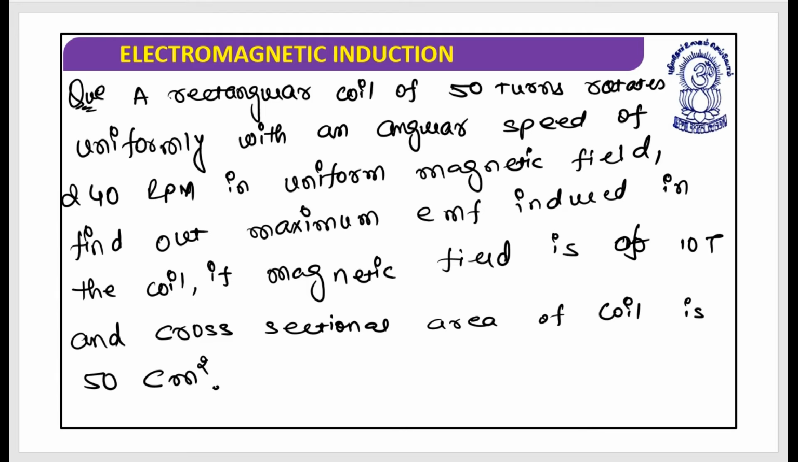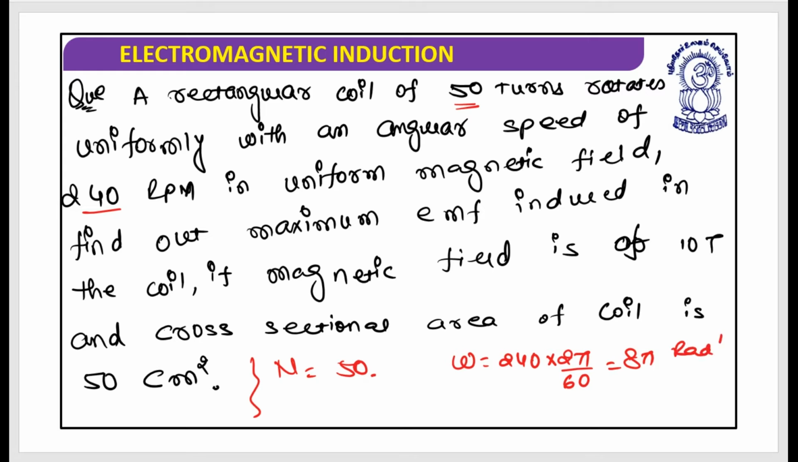So what all they have given: a rectangular coil having 50 turns. So N is given, it's 50 turns, that has been rotating uniformly with an angular speed of 240 rpm. So even omega is given, that is 240 rpm, revolutions per minute. Let's convert this using 2 pi by 60. It's 8 pi radian per second. Now it is ready to use.